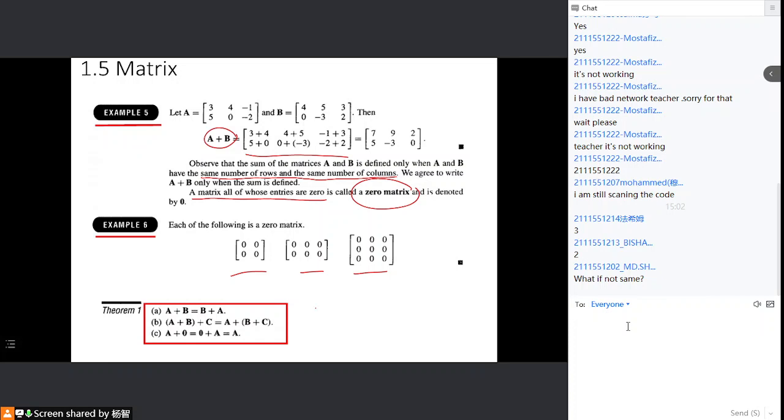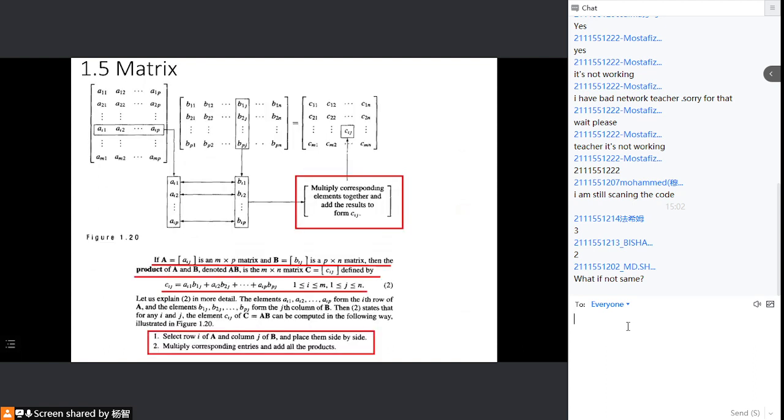Okay, there are some theorems for matrices. I think this is very easy to understand. The matrix A plus B equals B plus A. And this is also easy to understand. And the matrix A plus the zero matrix is equal to matrix A. Is that right? It's easy to understand. Okay.